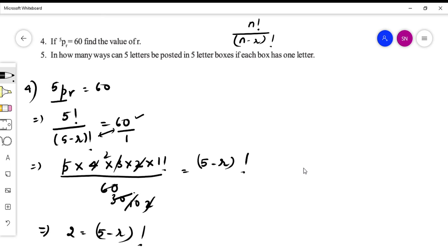Correct? Now what will I do? I will remove the bracket. When I remove the bracket, here they are asking us to find the value of r. Here r and r factorial remain the same, it means the same. So it is just like we are finding the value of that particular variable. Now continuing with this problem, when I expand the bracket, what will I get? I will get this as 2 minus 5 is equal to r.